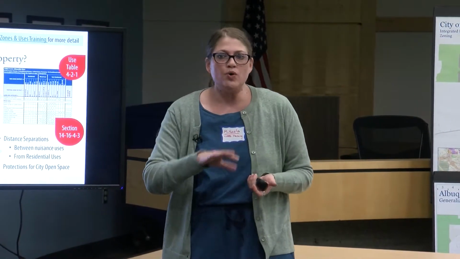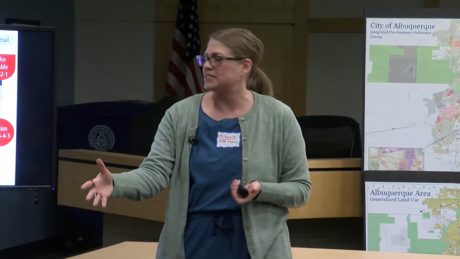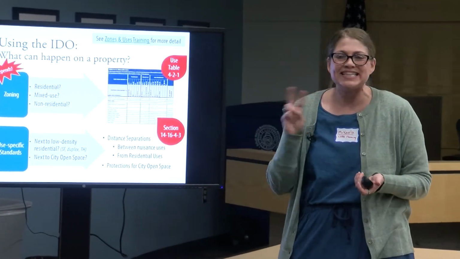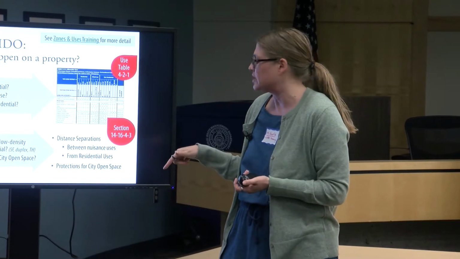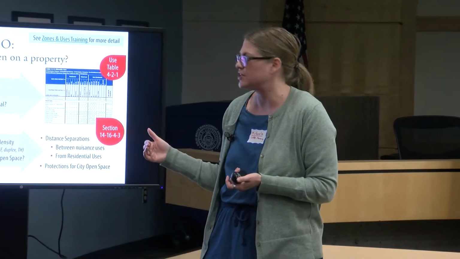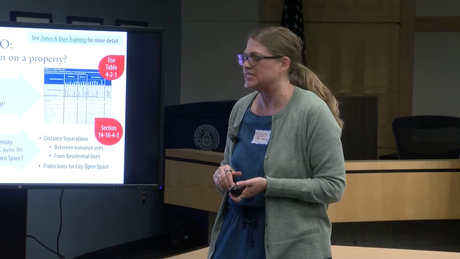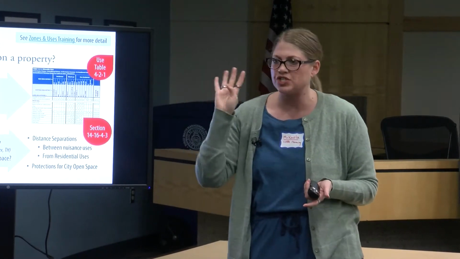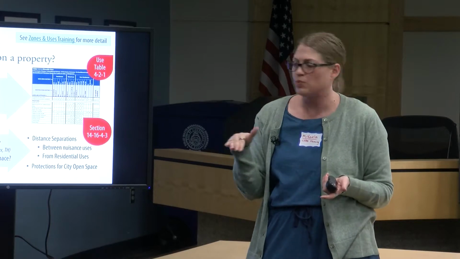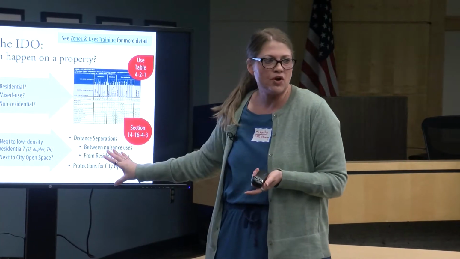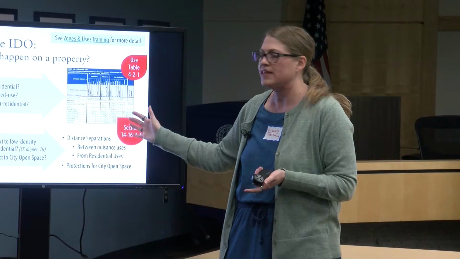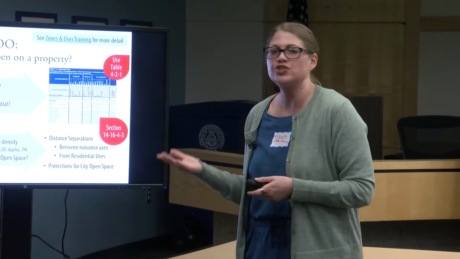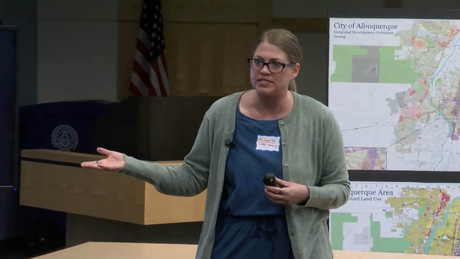So once I know what's next to the property that I'm asking the question about, low-density residential or major public open space, then the second thing I dive into in the document are the use-specific standards. I find them in section 14-16-4. Part 4 in the IDO is generally about uses. Right behind the use table are all the use-specific standards.